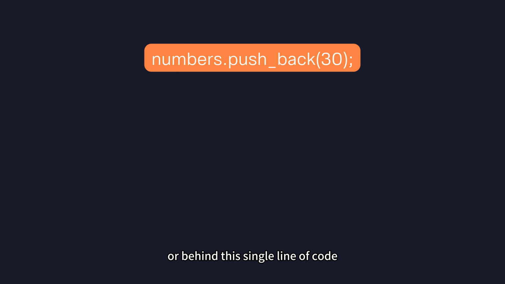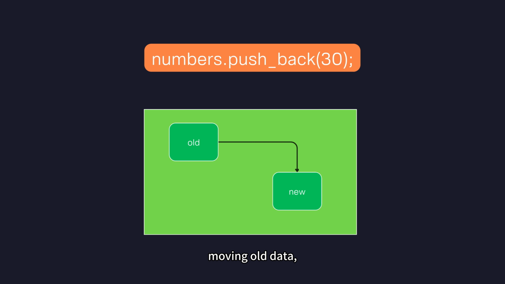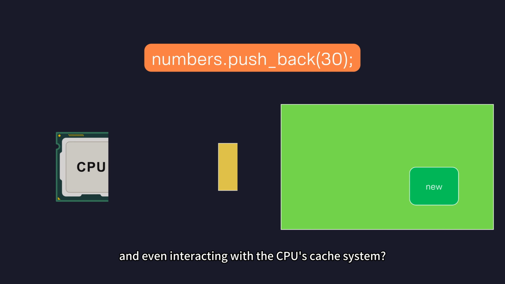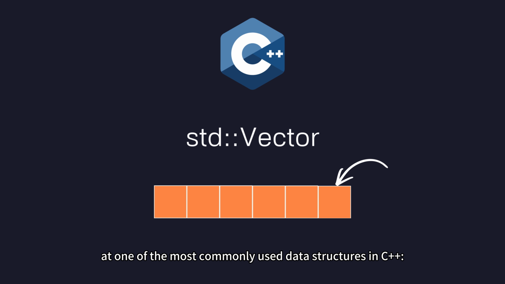Or behind this single line of code, does behavior such as allocating new memory, moving old data, releasing old space, and even interacting with the CPU's cache system happen? Today, let's take a look. One of the most commonly used data structures in C++, vector, how does it actually work?